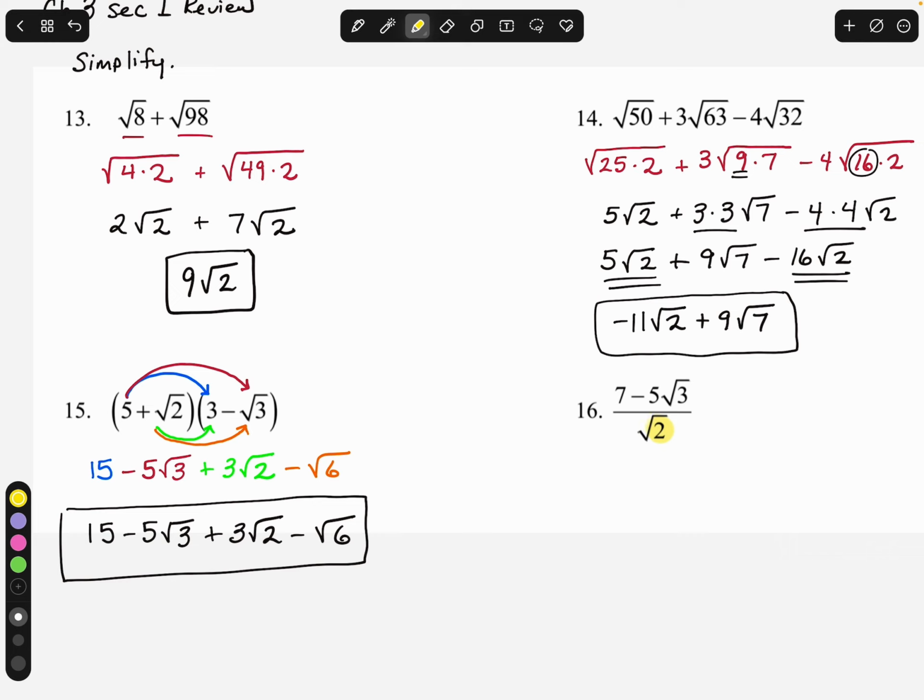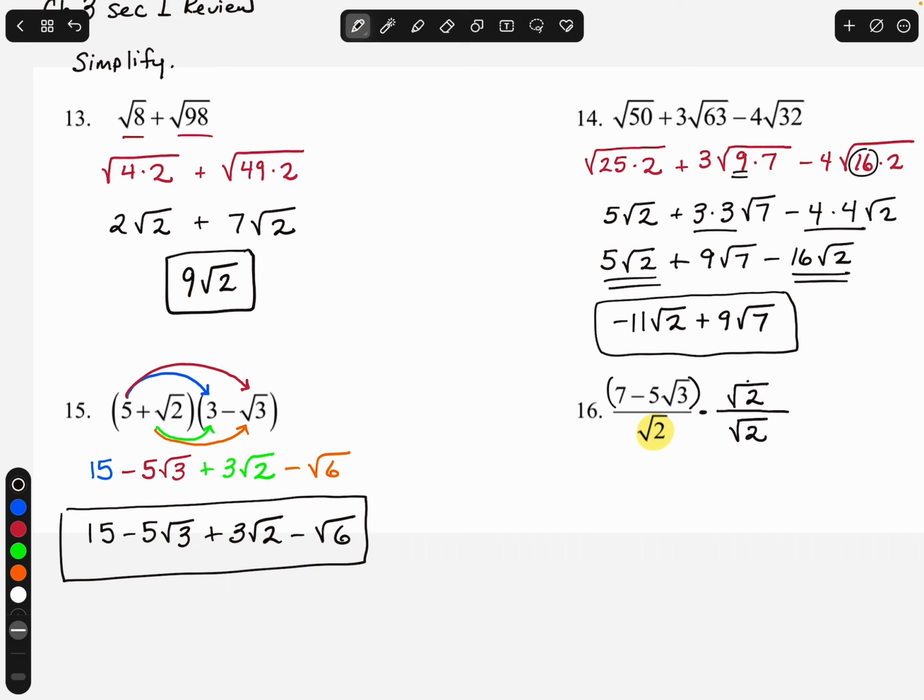Remember, this one is not able to be listed as simplified because we have a square root in the denominator. We cannot leave irrational numbers in the denominator. So this is where we need to rationalize our denominator. To get rid of our square root of 2, we're going to square it by multiplying it by itself. And then we're going to do the same thing to the top to keep it proportional.